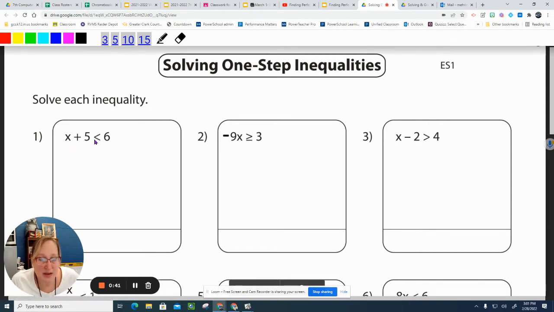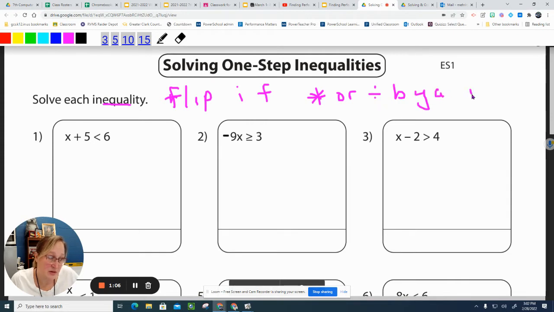We're doing the same thing. An inequality is similar to an equal sign. So what we do with the inverse operations to move it to the other side is the same as what we do with this, with the exception: flip the sign if multiplying or dividing by a negative.